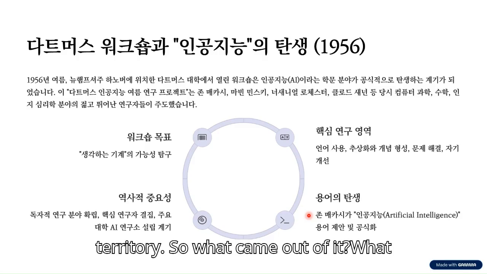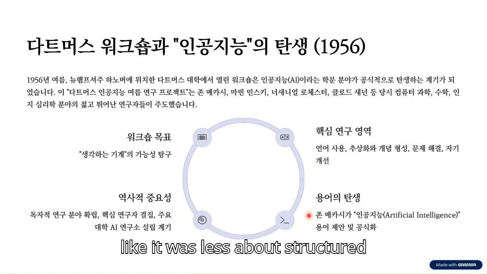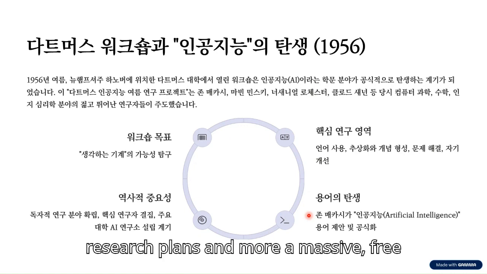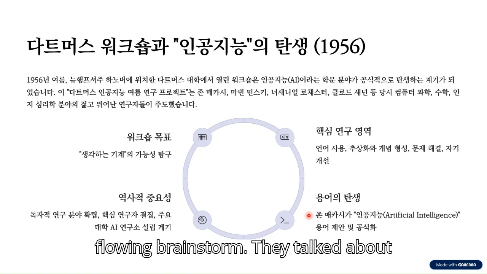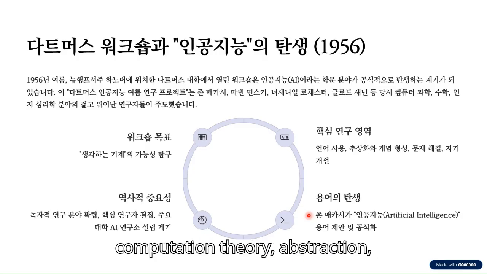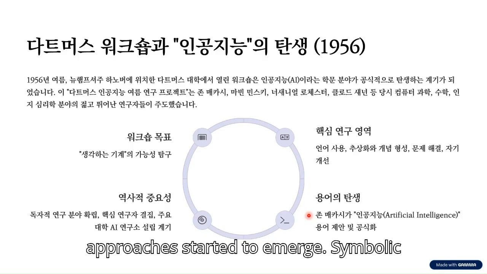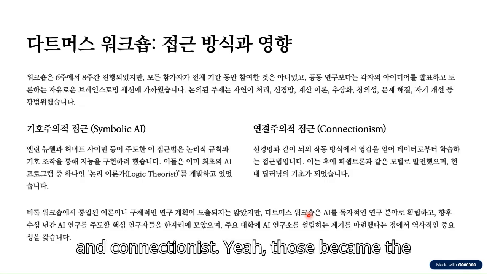Defining the territory. So what came out of it? What were the approaches discussed? It sounds like it was less about structured research plans and more a massive free-flowing brainstorm. They talked about everything: language, neural nets, computation theory, abstraction, creativity, problem solving, a real mix. Sounds energizing. And two main approaches started to emerge: symbolic and connectionist.